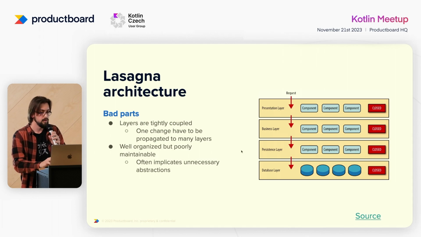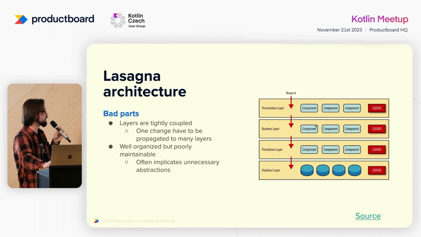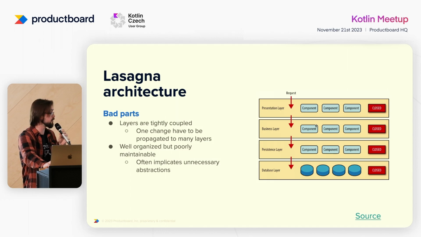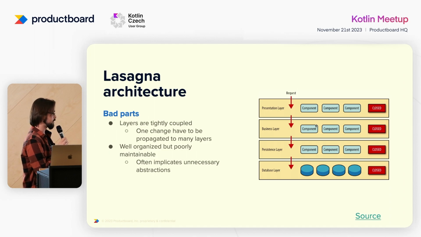So bad parts. These layers are highly coupled, or tightly coupled. So a change in one place will require changes on all the layers, which with a growing code base makes it very hard to maintain. And in general, this is a well organized but poorly maintainable approach of how we can structure a project.